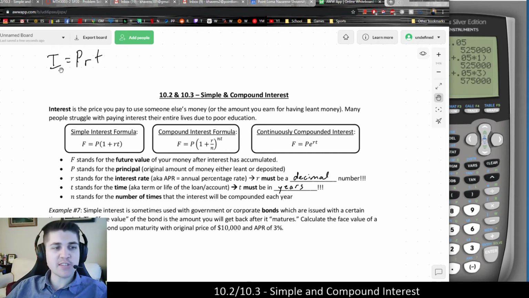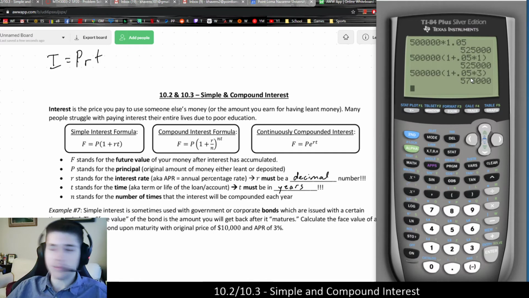Basically, interest is equal to principal times rate times time. If you've seen this formula, it's the same formula, but it only calculates the interest that accrues in a simple interest situation. So if I applied that formula instead, I would have 500,000 times the rate times the time, and that would simply give me how much interest was generated.